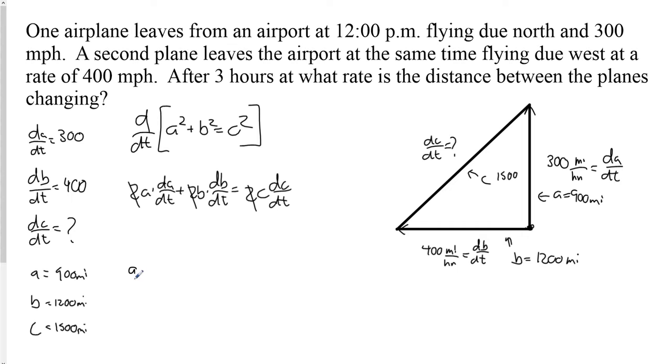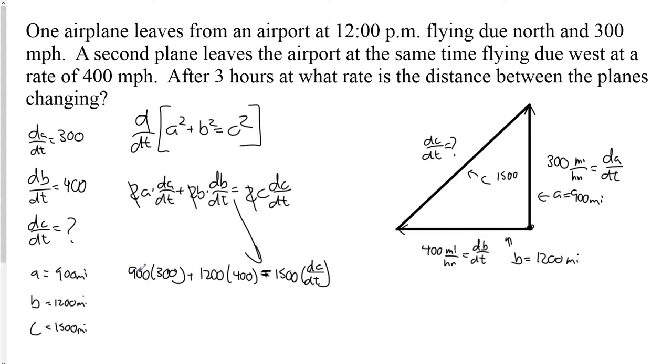All right, so we're plugging in now. So I've got 900 times 300, because I know that dA over dt is 300, plus 1,200 times dB over dt, which I know to be 400. And then C, I know to be 1,500, and that's going to be my dC over dt, which I don't know and I need to determine. And I need an equal sign here, not a plus. That's equals.